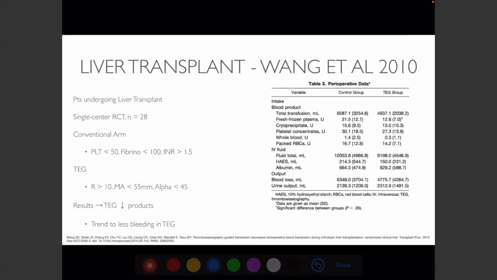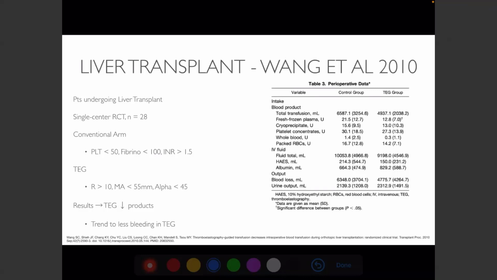But surgeons have for a long time been comfortable taking somebody's liver out and giving them a new one when the INR is 8, 9, 10, just because they understand that the Rotem is much more accurately reflecting their coagulopathy. So this one was an RCT of 28 patients.